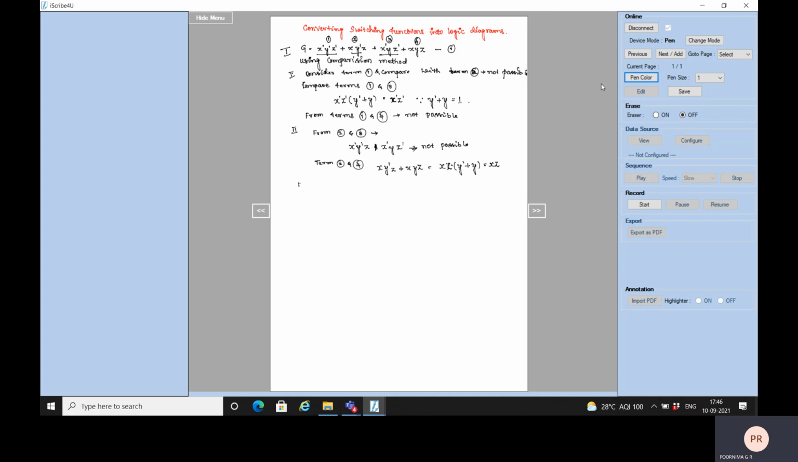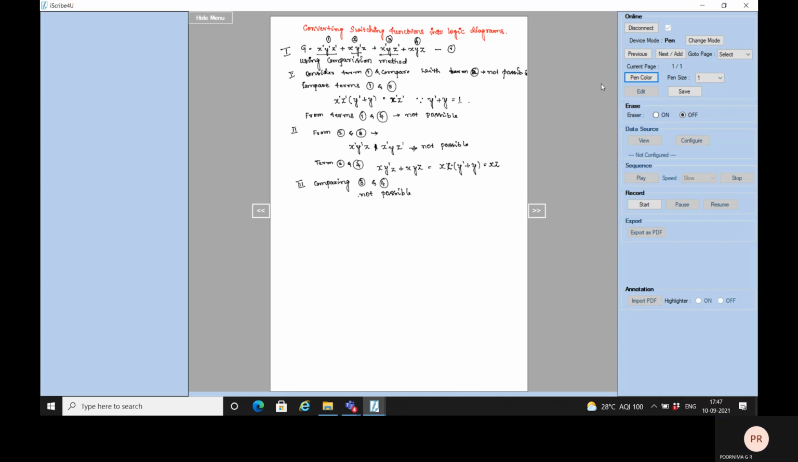And the last stage of reduction should be comparing out of 4 terms, 3 and 4 terms compared. In the comparison, x bar, y, z bar, x, y, z. So here two variables are changing. So therefore it is not possible for us to further remove.